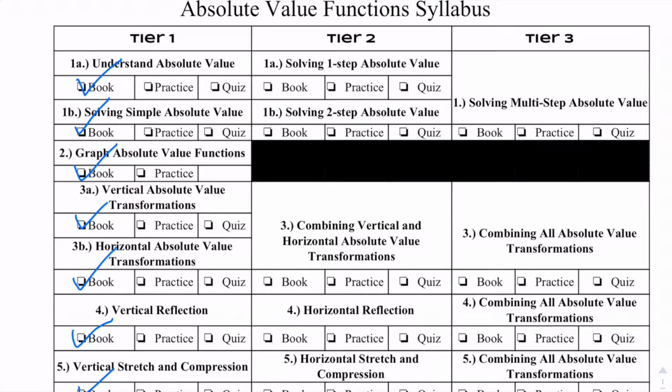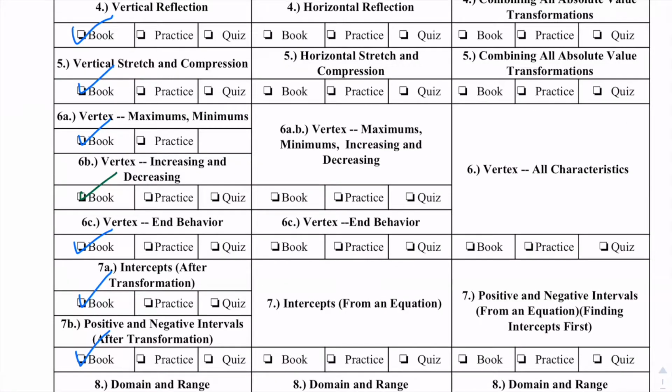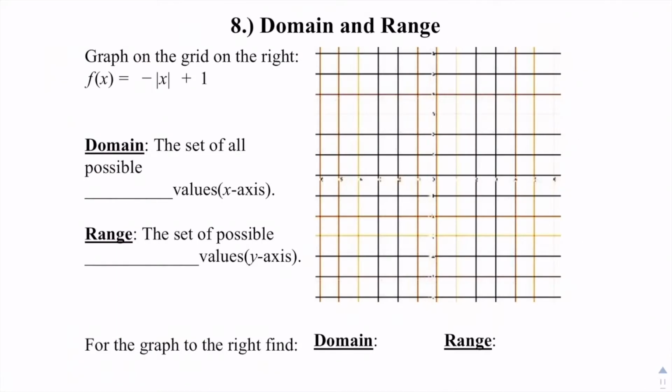We are back in our absolute value function syllabus, and we are now concluding Tier 1 with Lesson 8, which has to do with domain and range. So let's check that off and scroll down. So here we are at domain and range, Lesson 8 in Tier 1. And again, we want to always start with sketching a graph of our absolute value function.